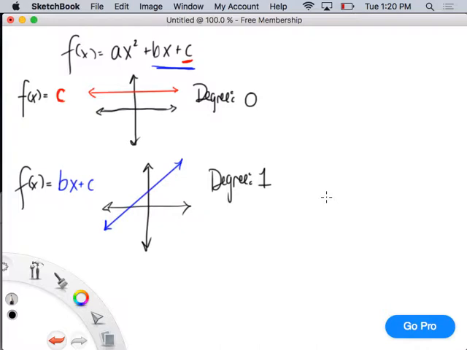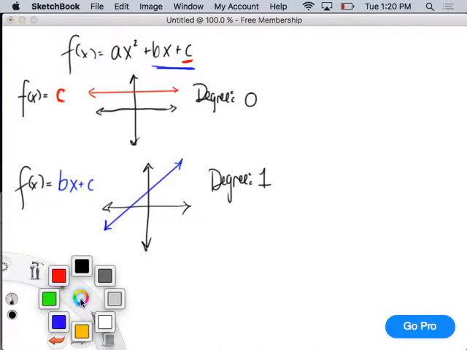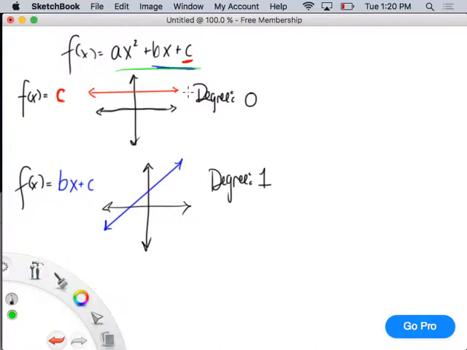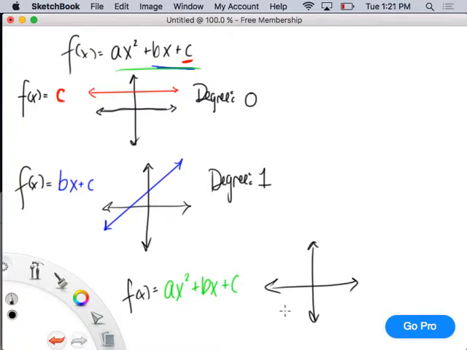Polynomial of degree 1. Okay, but now let's include everything. Let's include all 3. And we get f of x equals ax squared plus bx plus c. And what is the shape of this function? What is it called, guys? Come on. You guys must have not done your bell ringer. What's it called?